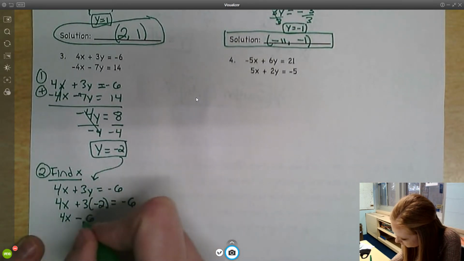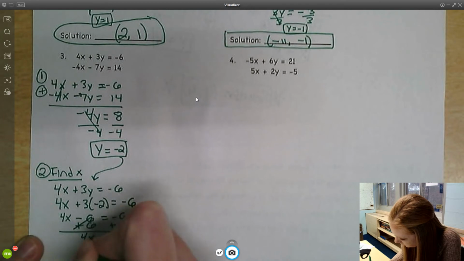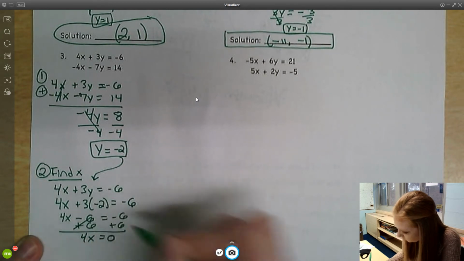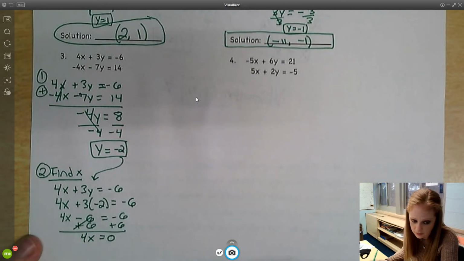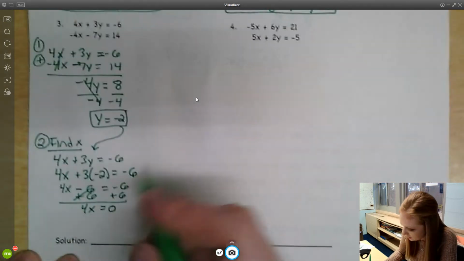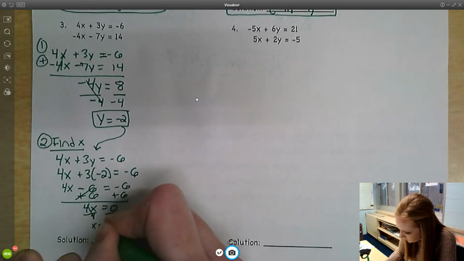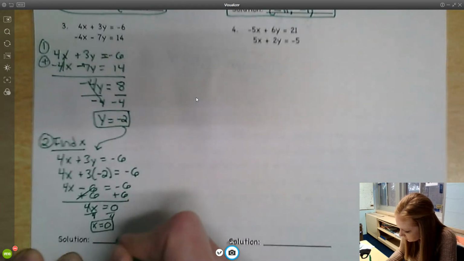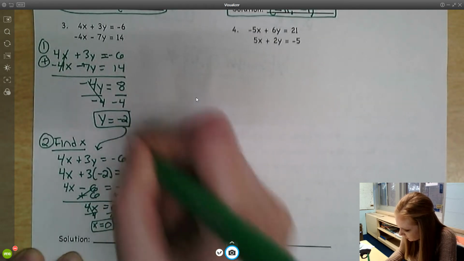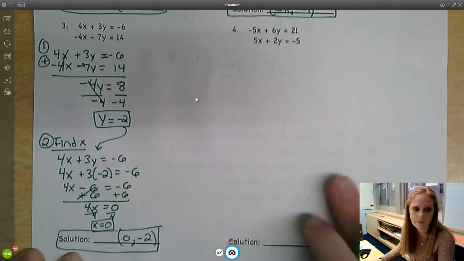3 times negative 2 is negative 6. Add 6 on both sides. Be careful over here. You're going to end up with 4x equals 0, but that's okay. We want to write a 0 because you don't want to leave nothing on one of the sides. Divide by 4. 0 divided by 4 is 0. So our solution is 0 comma negative 2. Remember, the x always goes first in your solution.